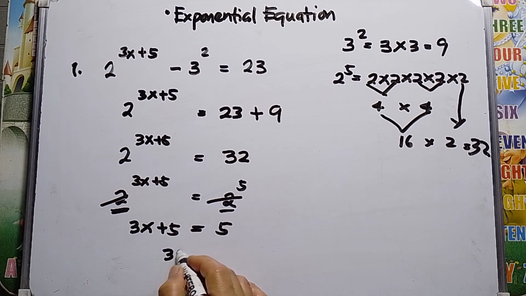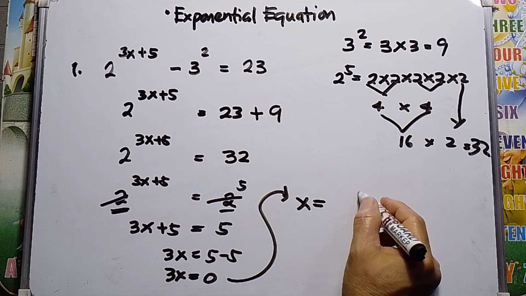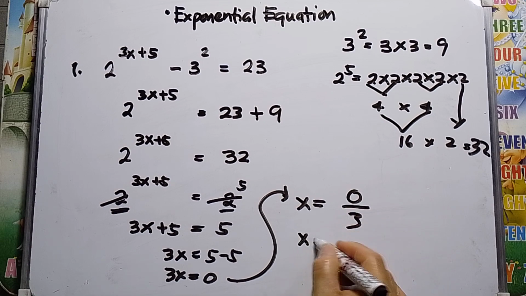So this will be 3x. Transpose 5 to the right. 5 minus 5. So 3x equals 0. So x will be equal to 0 over 3, which is equal to 0.